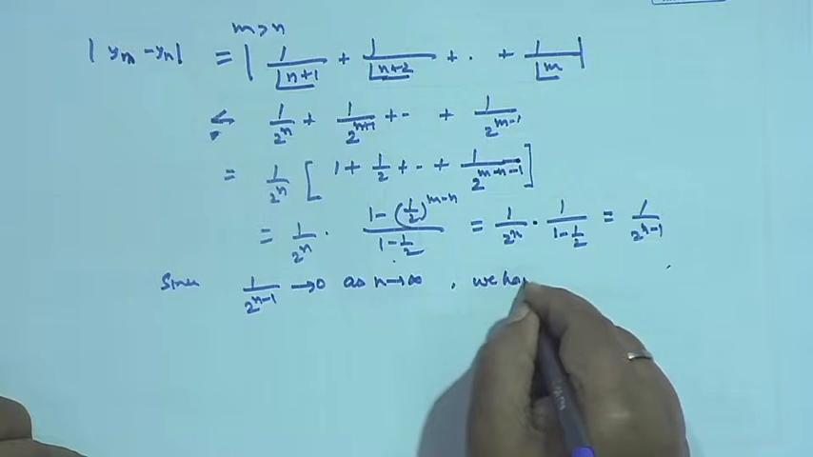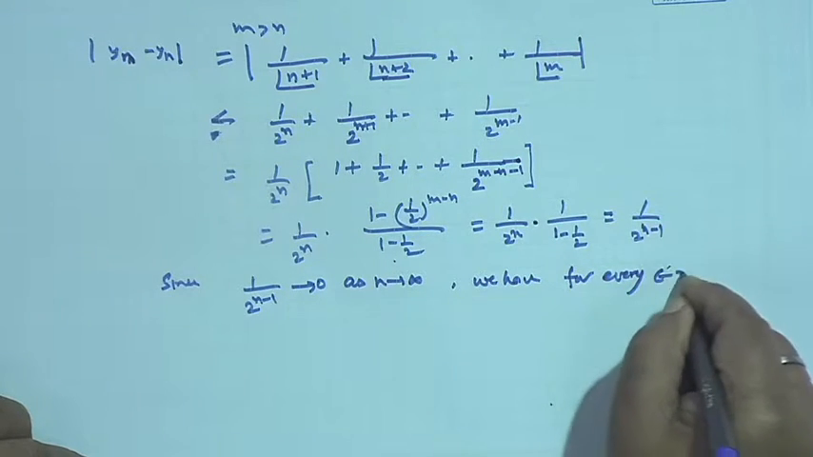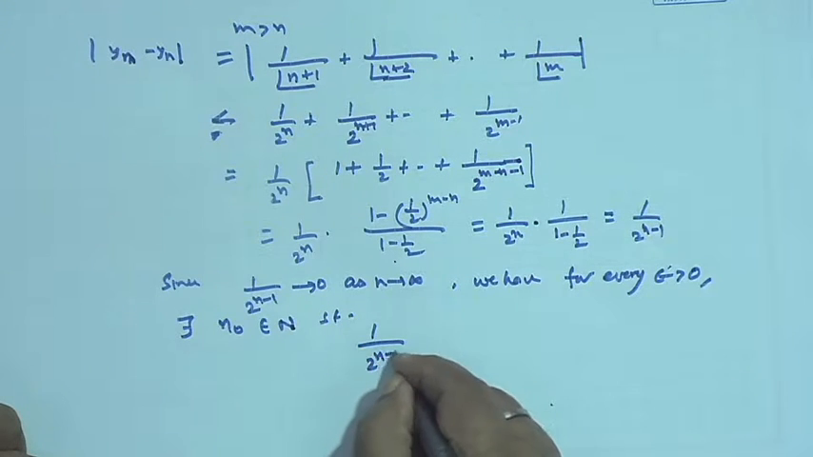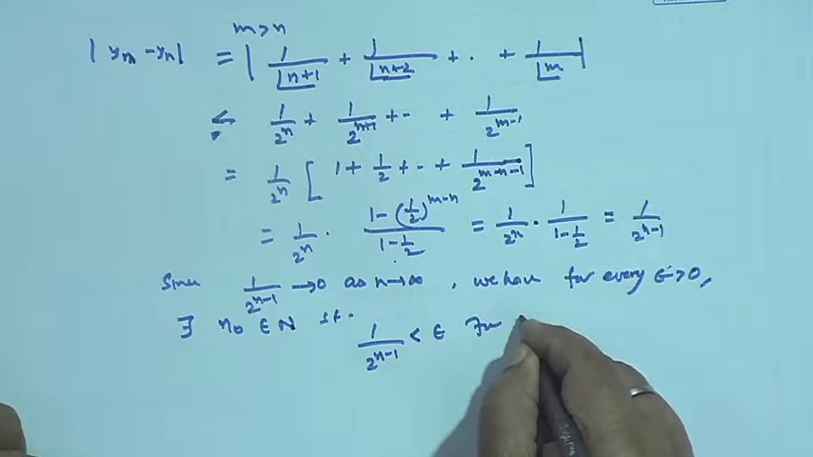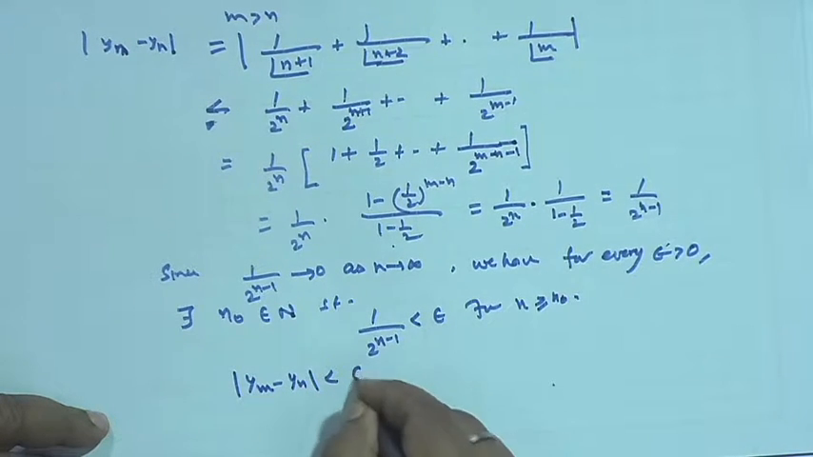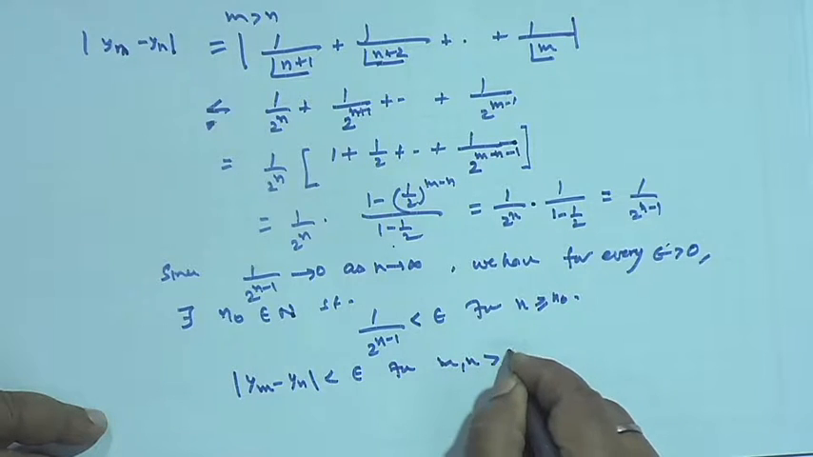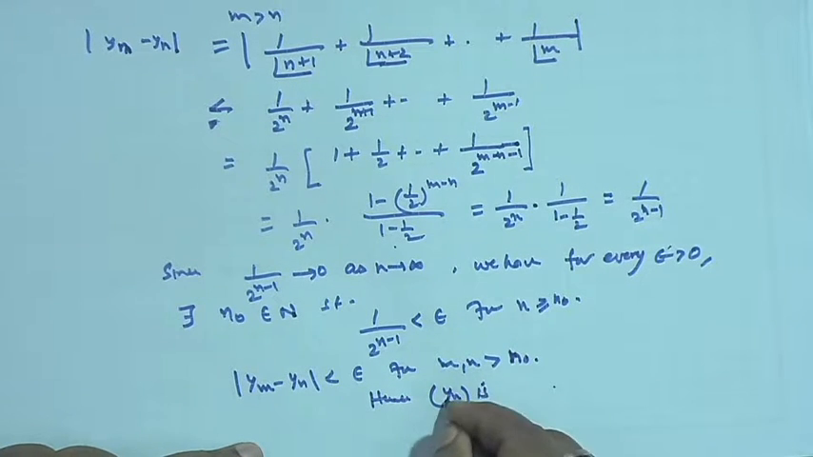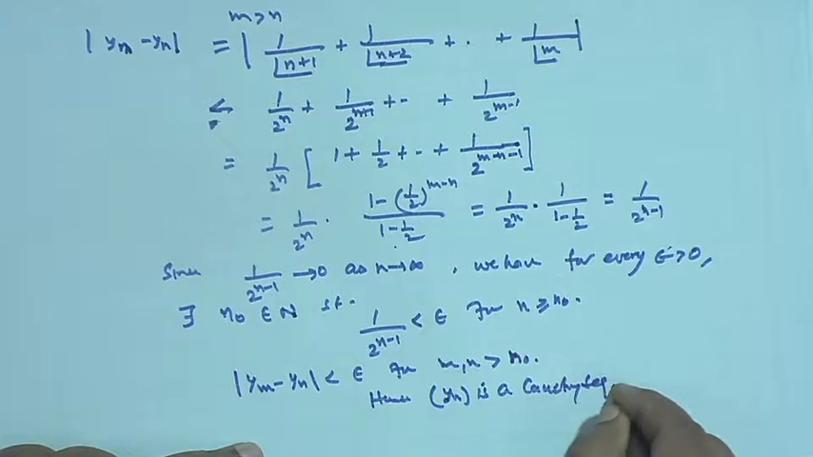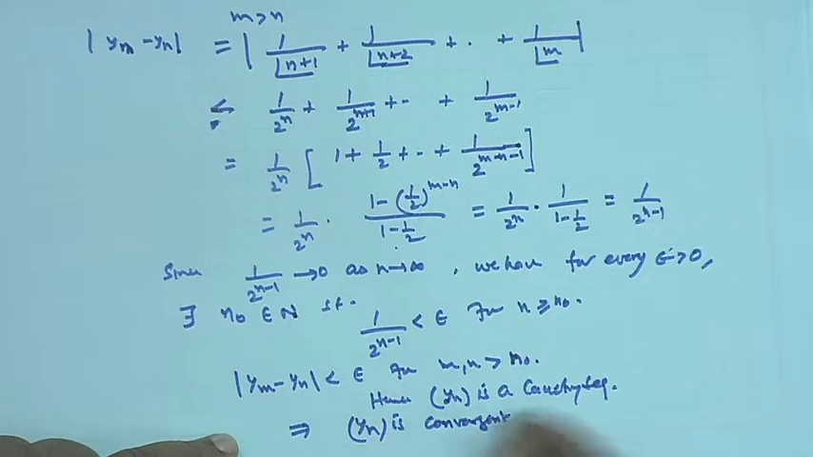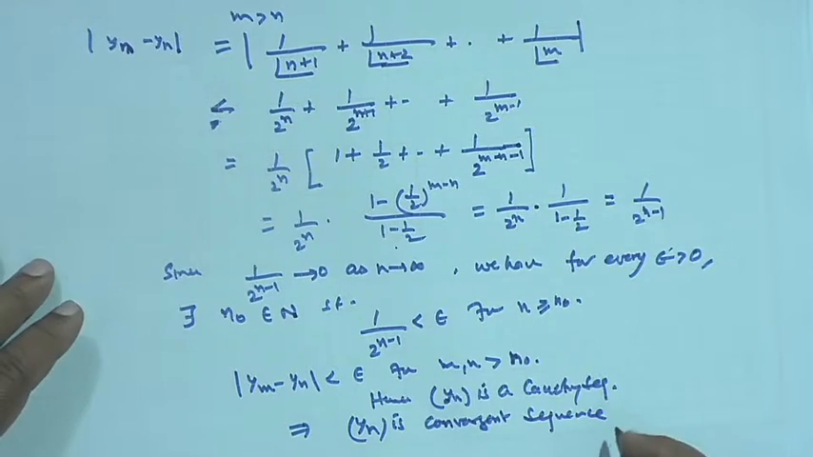So, we have for every epsilon greater than 0, there exists an n naught belonging to capital N such that 1 by 2n minus 1 is less than epsilon for all n greater than or equal to n naught. Therefore, y m minus y n is less than epsilon for all m, n greater than or equal to n naught. This is true for all n, hence y n is a Cauchy sequence. Therefore, y n is also a convergent sequence. Okay. So, that is what is proving, using this only we are proving for this.